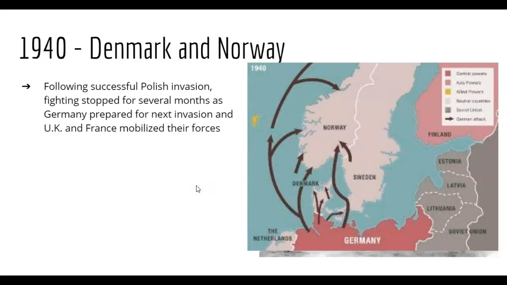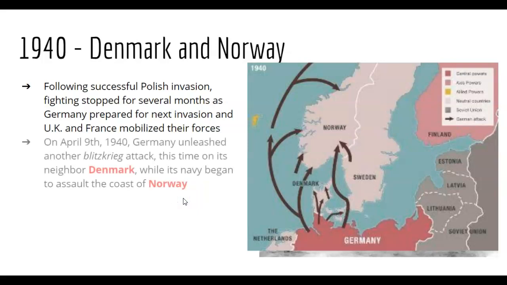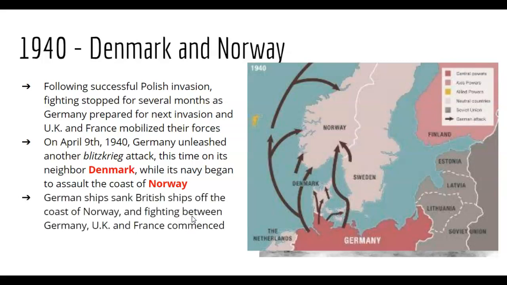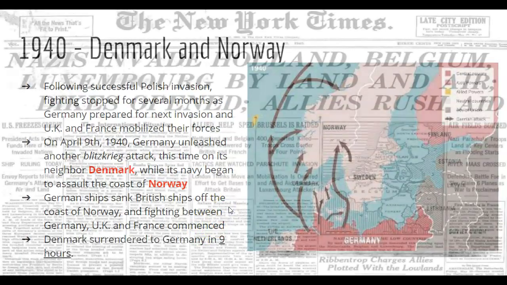Denmark will fall in the matter of about literally a couple of hours. Norway takes longer, a few months, before Germany is able to subdue it. But again, the blitzkrieg attack is very effective. The Navy has bombarded the coast of Norway until they finally surrendered. And so Germany, in a matter of months, has taken out the countries to its north that could be a problem to it. Again, Denmark surrendered in 9 hours.